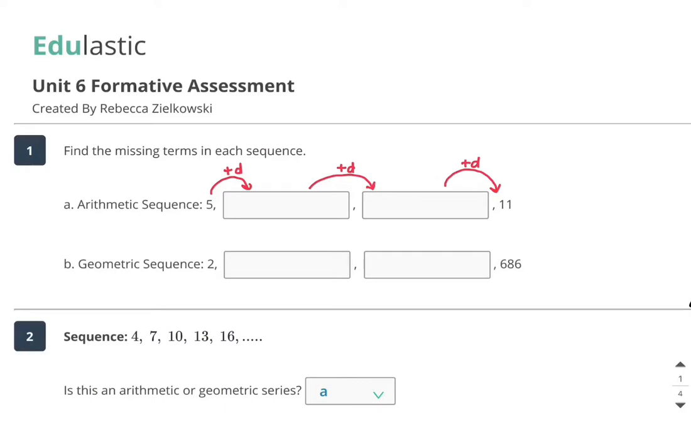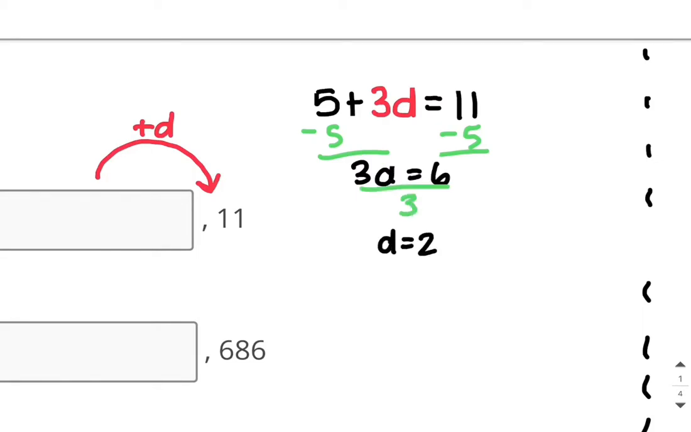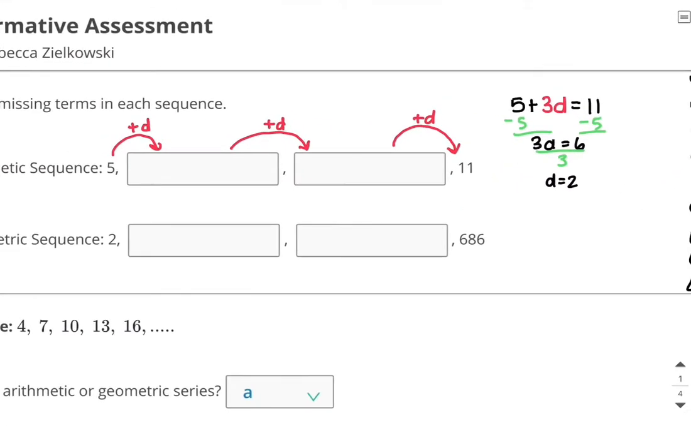That's the pattern for an arithmetic sequence. There's an equation I can write to solve from here. I can say that I have to take 5 and add d 3 times, so 3 d's, to get 11. And then I solve this equation for d. So I'm going to subtract 5 on both sides. That's going to give me 3d is equal to 6. I divide both sides by 3, and I get d is equal to 2. So I know that the thing that I'm adding each time is 2. So I'm adding 2 each time.